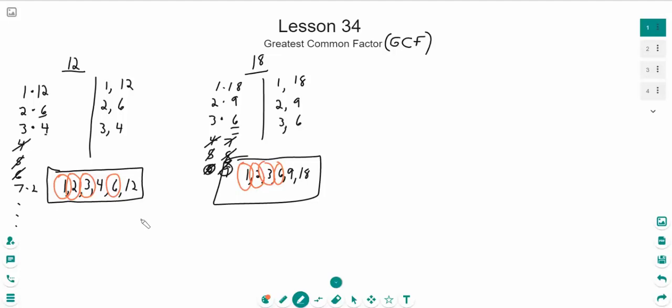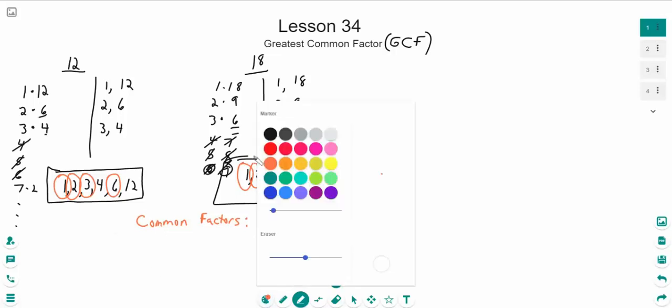So our common factors are going to be what? They're going to be the 1, of course, 2, 3, and 6. Those are the common factors, all right, between these two numbers.